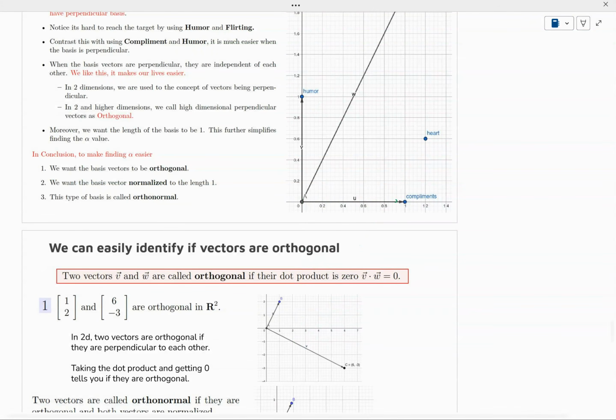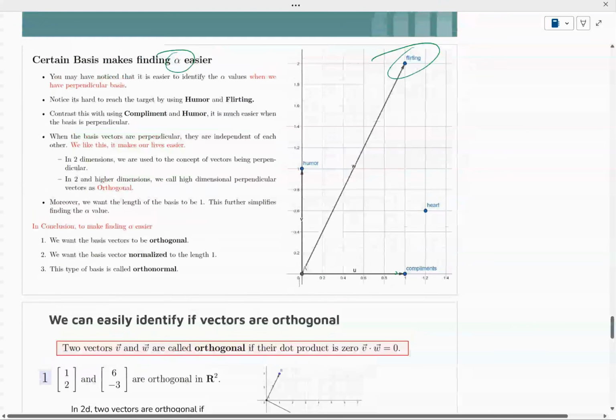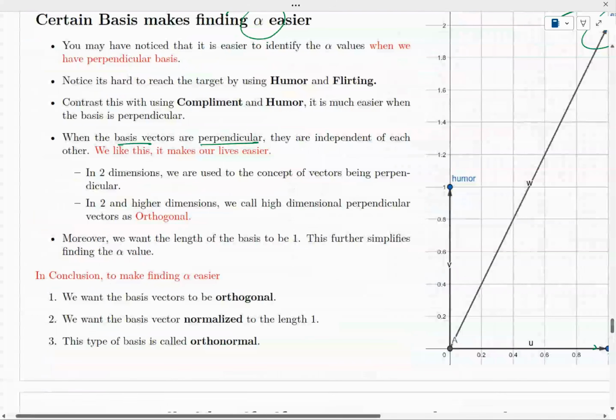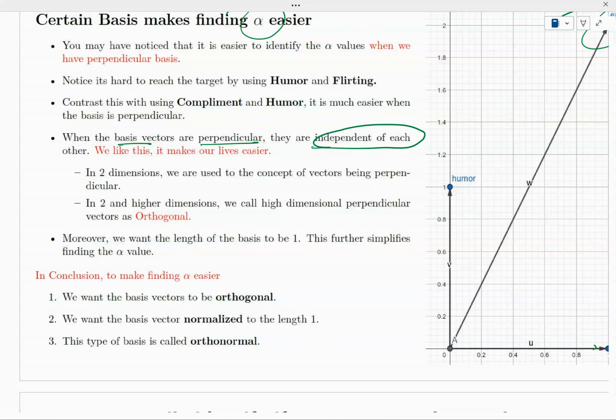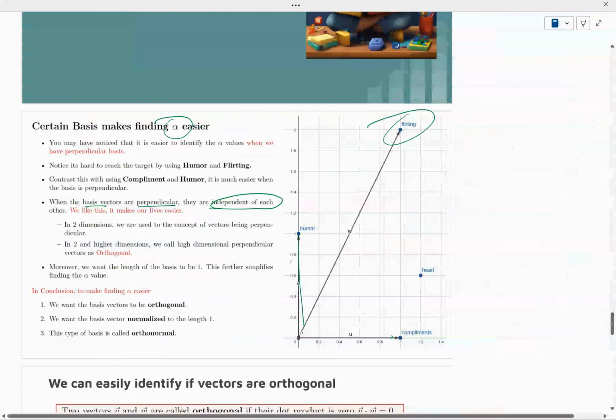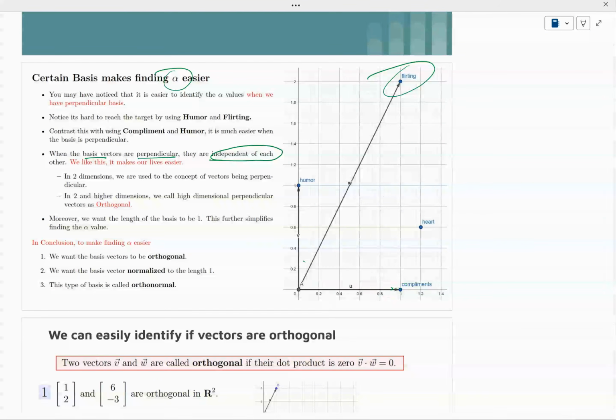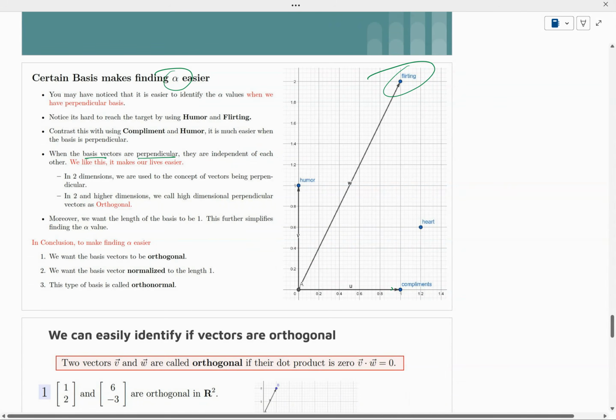In general, we really, really like perpendicular basis vectors. When the basis vectors are perpendicular in 2D, they're independent of each other, meaning that you can't have one create the other one. So they're independent, and we really like it because it makes our life easier. In two dimensions, this concept is called perpendicular. But in general, when you have higher dimensions, 2, 3, 4, 10 dimensions, perpendicular things are called orthogonal.